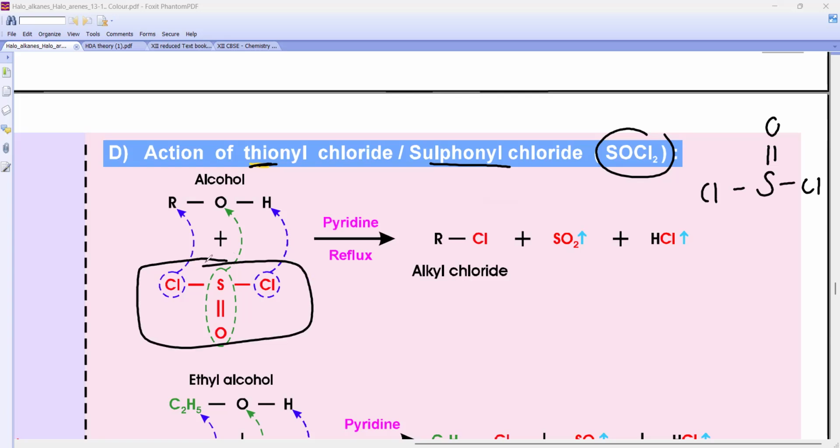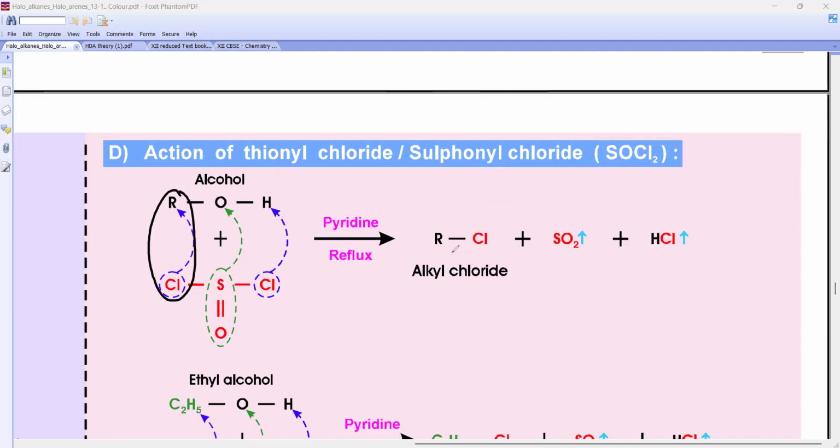Can you see? Hello. And this is my alcohol. Can I write alcohol this way? I have written it in a split form purposely. Now look here, what will happen? You get RCl, the alkyl halide, and HCl. And what is it here? Can you see SO and O?